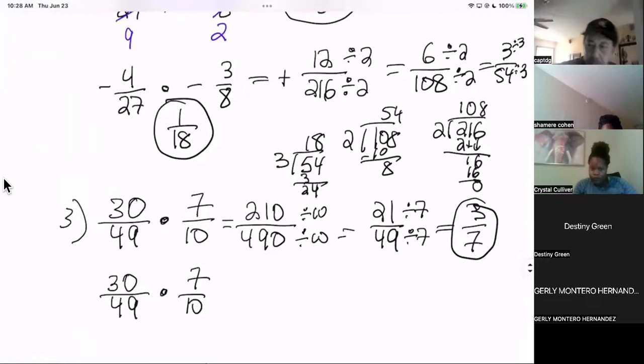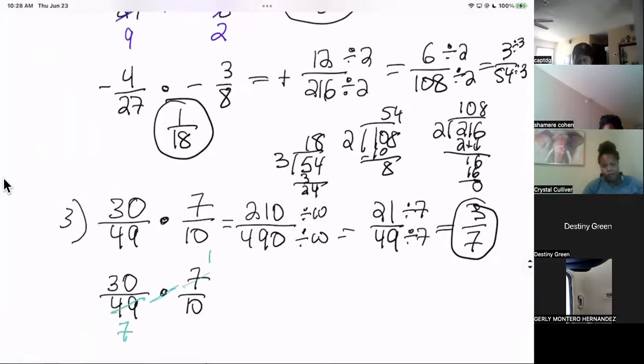If you did cross simplifying, you would do something like this. If I look this way, I can divide both of them by 7. Okay, 7 divided by 7 is 1. 49 divided by 7 is 7. Then if I go this way, I can divide them both by 10. 30 divided by 10 is 3, and 10 divided by 10 is 1, and out will come my answer of 3 over 7. So it doesn't matter which way you did it, you get the same answer at the end.